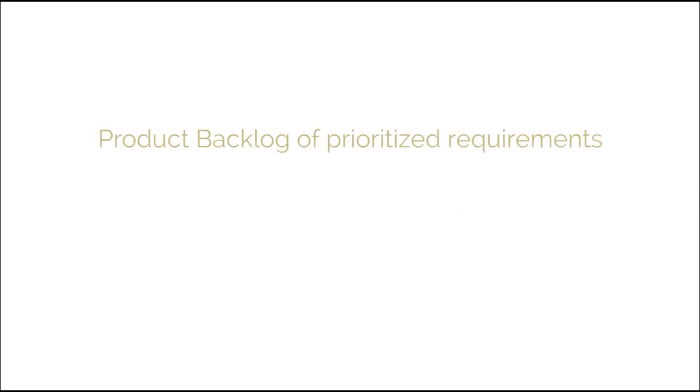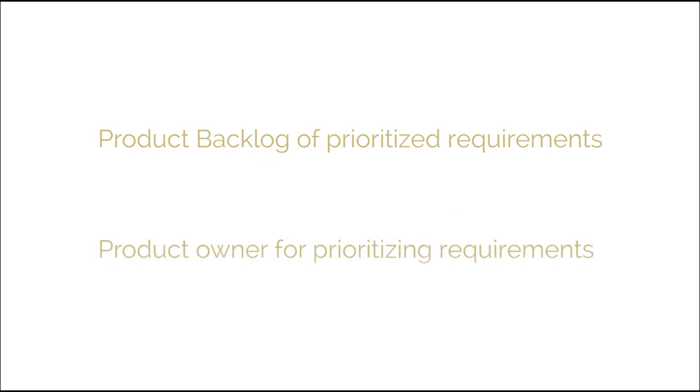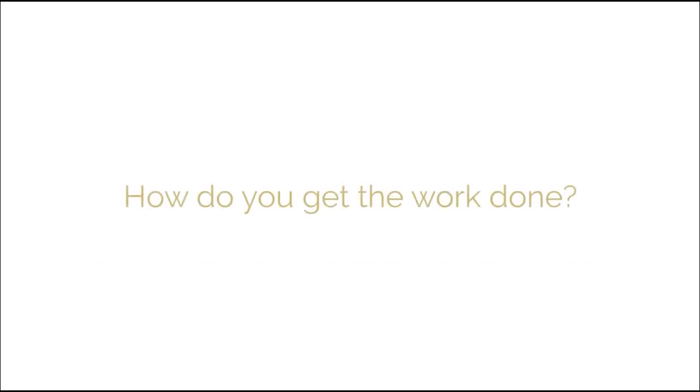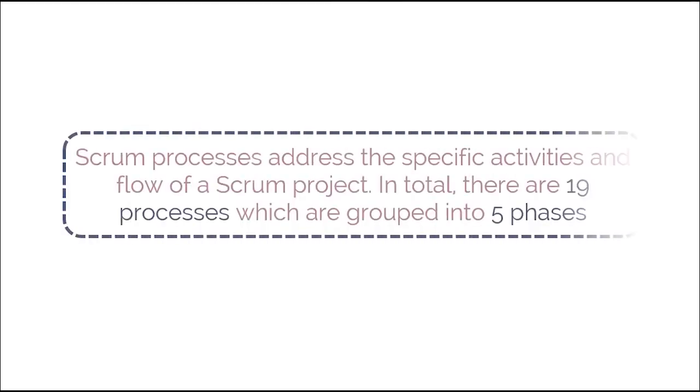You probably remember hearing that a project has a product backlog of prioritized requirements, as well as a product owner who is responsible for prioritizing these requirements. Now the question is, how do you get this work done? First of all, let's define the Scrum processes in general. Scrum processes address the specific activities and flow of a Scrum project.